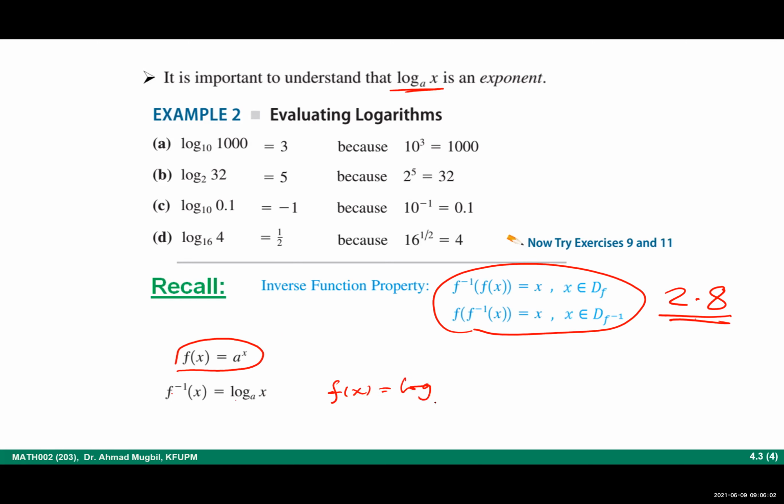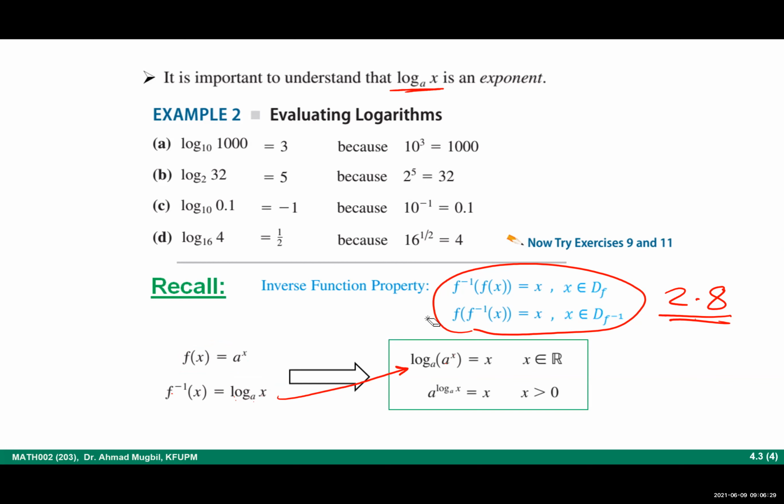So what will be log a? Let's start with this part. Instead of x, I will put a to the power x. This is f inverse of f, so it will be log a of a to the power x. They cancel each other and we have x. This a is cancelled with this log a and we have x. Make sure that you have the same base: this is a, this is a.